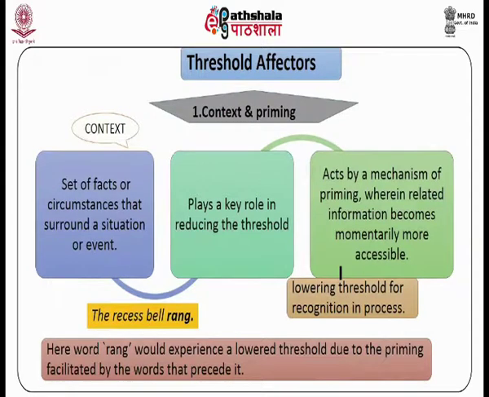Threshold effectors. Context and priming. Context is a set of facts or circumstances that surround a situation or event. It plays a key role in reducing the threshold required to recognize stimuli by creating an expectancy for related information. What this means is, if a word has to lower its threshold for you to recognize it, it does so with the help of context. Context acts by a mechanism of priming, wherein related information becomes momentarily more accessible, lowering the threshold for recognition in the process. Consider the following statement. The rhesus bell rang. Here, the word rang and its synonyms would experience a lower threshold due to the priming facilitated by the words that precede it.